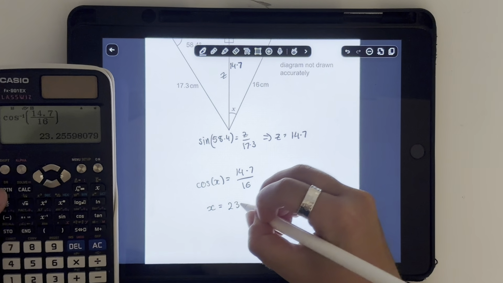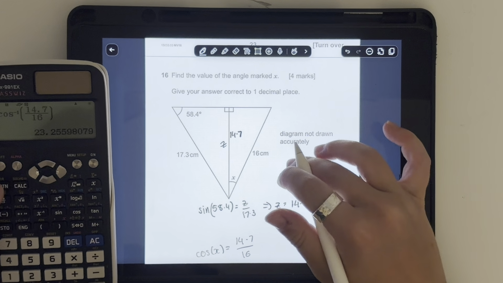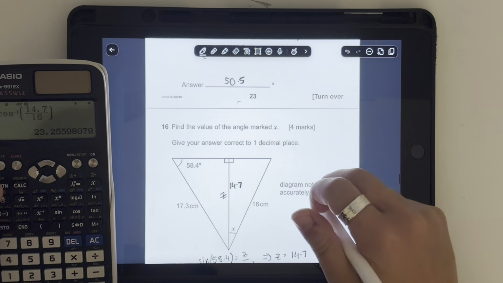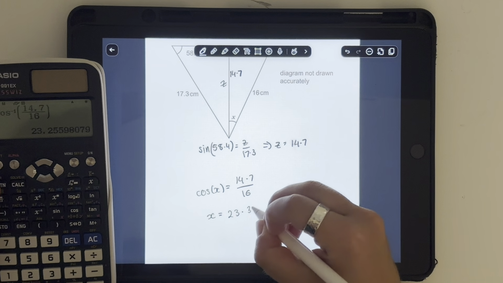which is 23.26 degrees. What did it say? One decimal place, so 0.3 degrees.